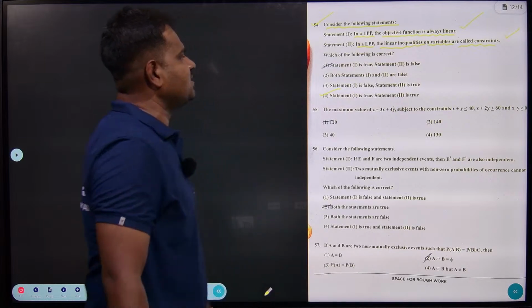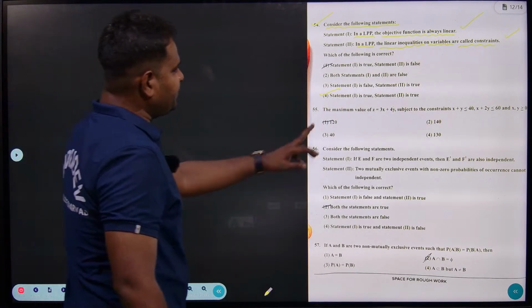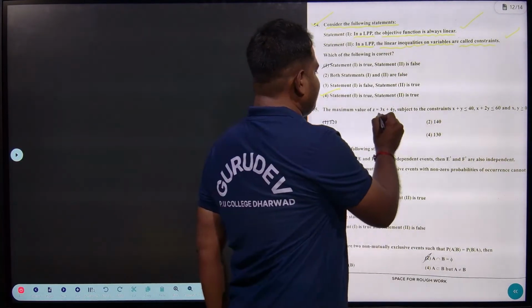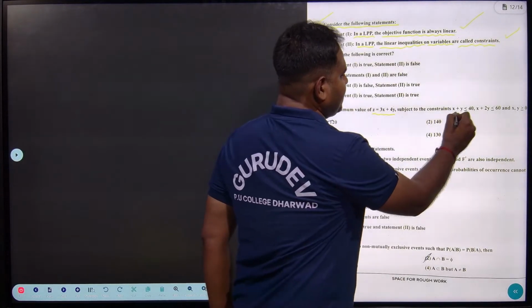Option 4 is the right answer for this question. Now, question number 55: the maximum value of this function subject to the constraints.